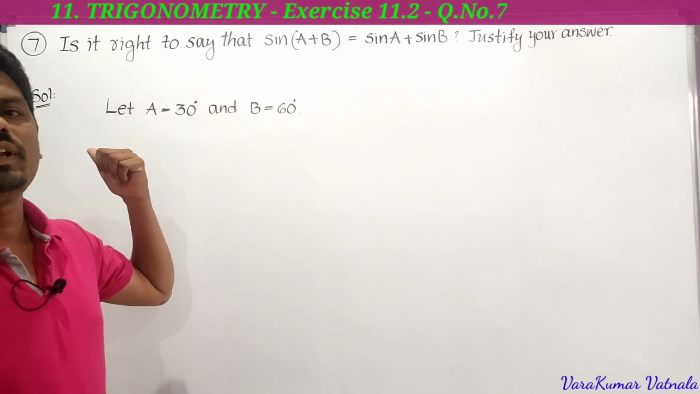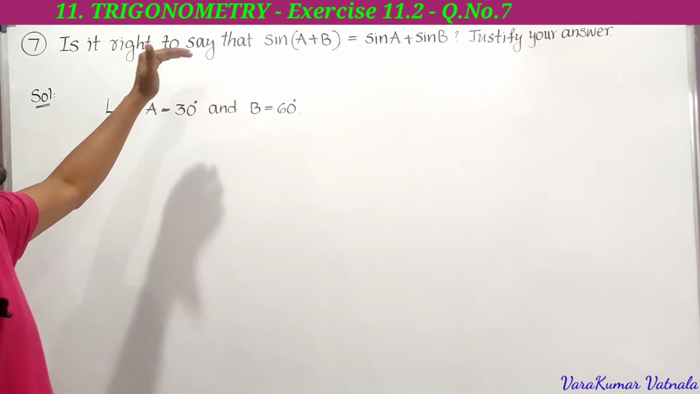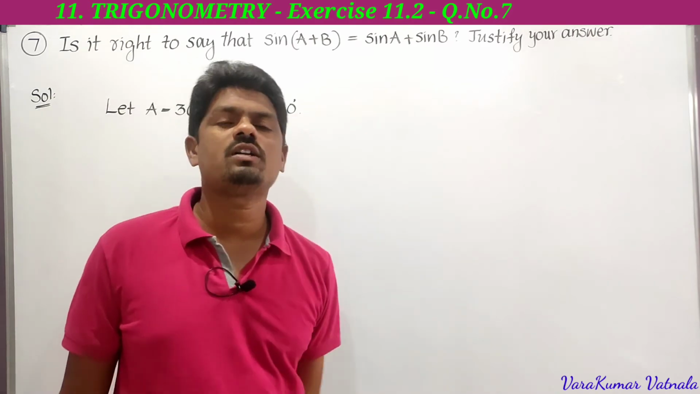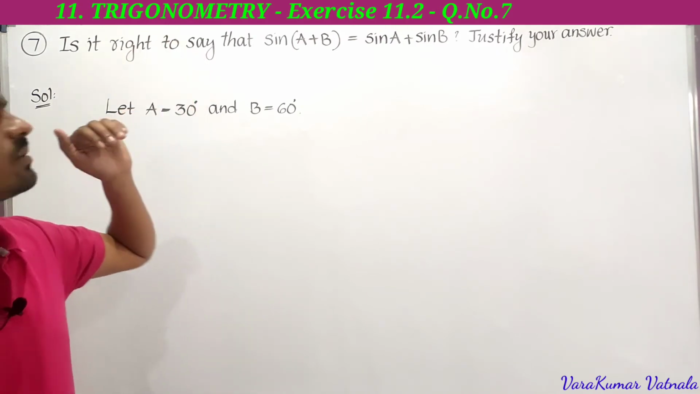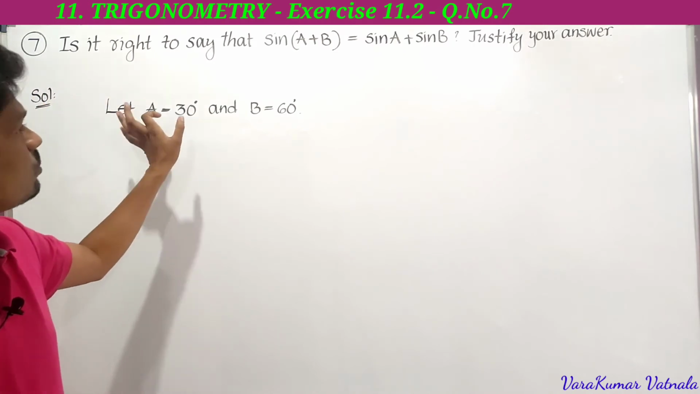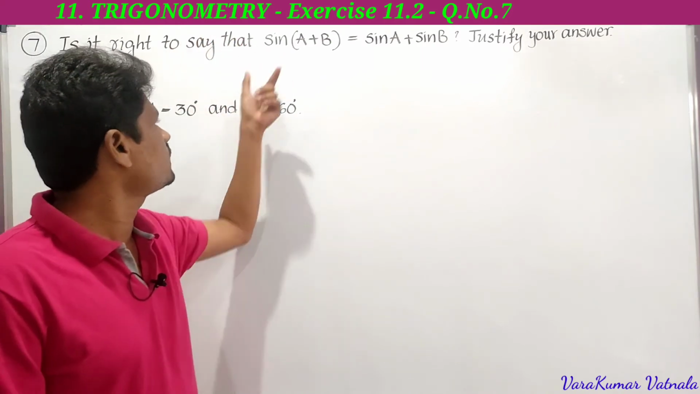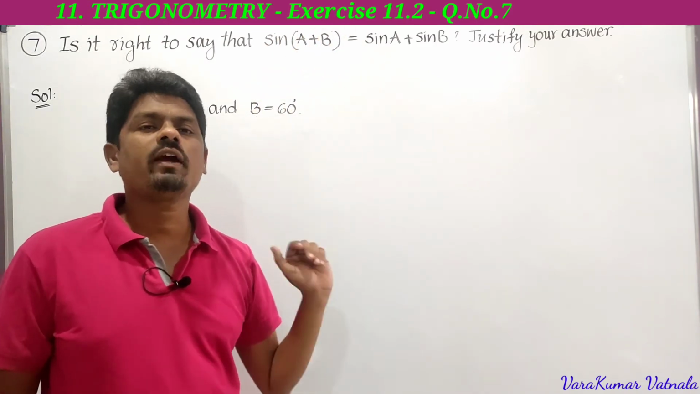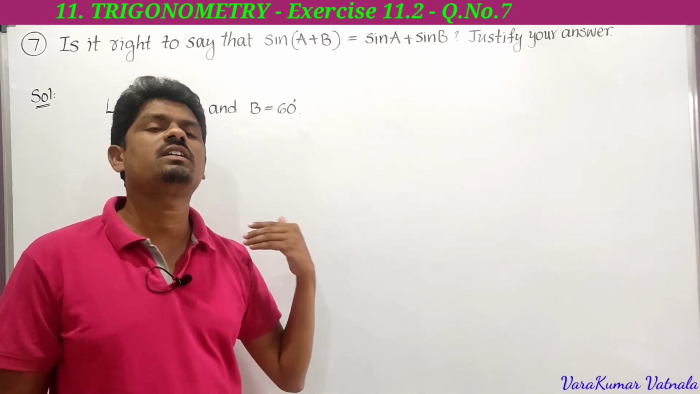This is the seventh problem in exercise 11.2. See what it is asking: is it right to say that sin of A plus B is equal to sin A plus sin B? Justify your answer. It is just like the fourth problem, but there he gave cos and here he has given sin. We just have to take specific angles for A and B. Let A equal 30 degrees and B equal 60 degrees. By substituting in LHS and RHS, we check whether it is right. If we get the same value, it is right, otherwise it is not.